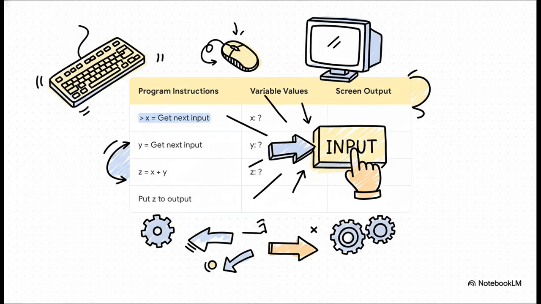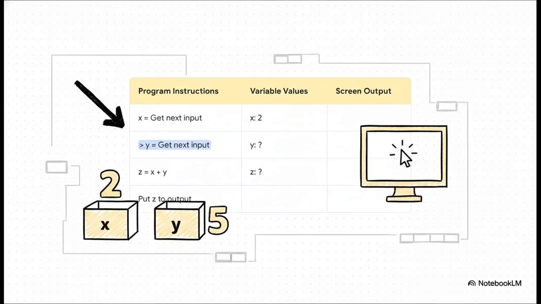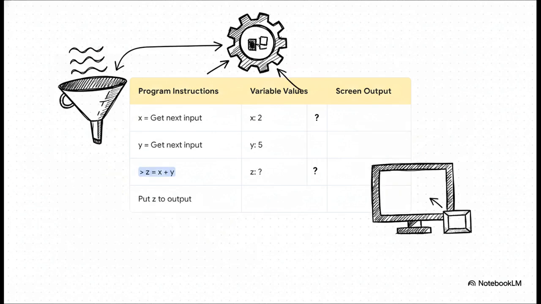The program starts at the very first line of its recipe, which says, "Get next input." This is our input step. So, let's just imagine we type the number 2 on our keyboard. Perfect! The computer grabs that 2 and puts it into the little box labeled X. Now it moves right down to the next instruction, which is to get another input. Okay, let's give it the number 5. Great, so now the Y box is holding the number 5. The computer has both of its inputs.